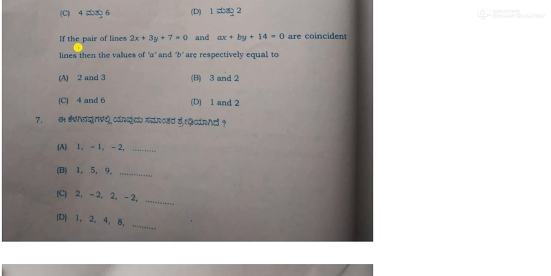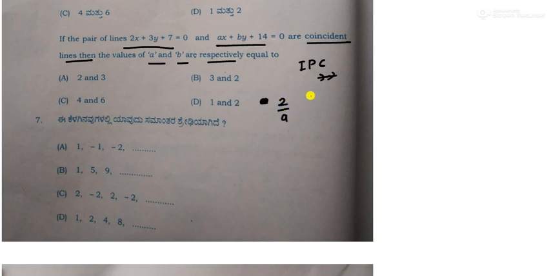Question number 6. If a pair of lines this and this are coincident, then the value of a and b respectively are, for coincident, as I have said the trick, IPC. Coincident, all are equal, right? So a1 by a2, let me write it directly, 2 by a and 3 by b, here it is 7 by 2, 7 by 14. I'm saying the answer directly. So this is 7 ones are 7, 7 twos are 14, means numerator is 1, denominator is 2.